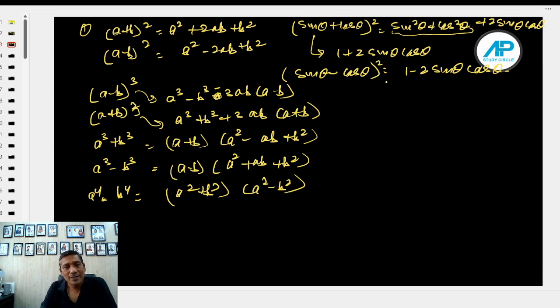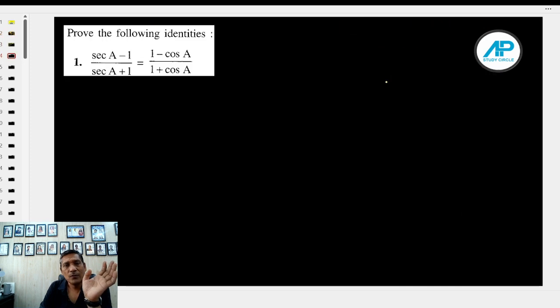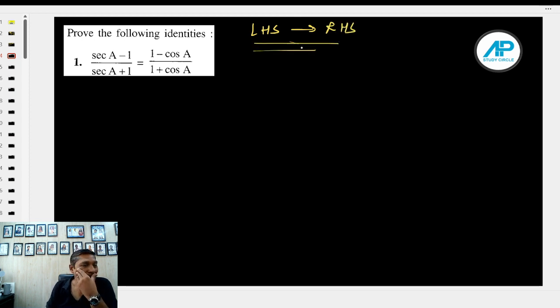First of all, you should write the formulas in your copy. The chapter is not intensive formula based. Chapter is basically reasoning based. You must learn how to reason out. That is very important for you. So I'm taking a very first question. Now, one more thing is that the direction of your question should be always from left hand side to right hand side. You should try to take this side and make it equal to this side.